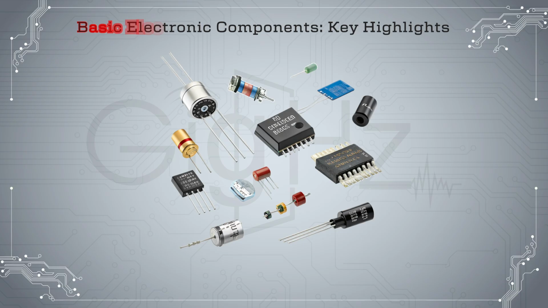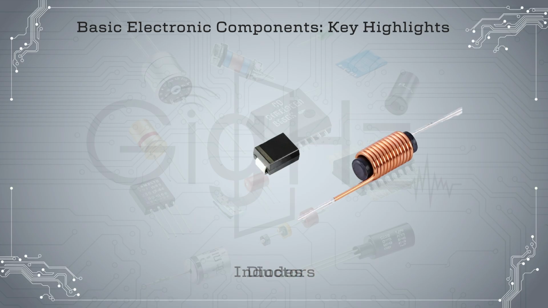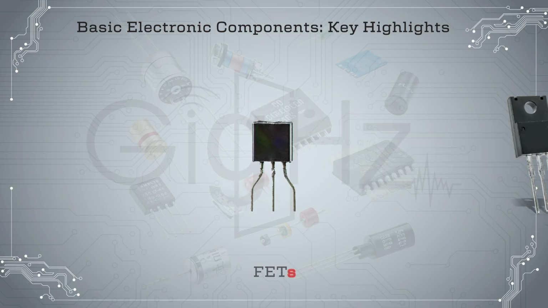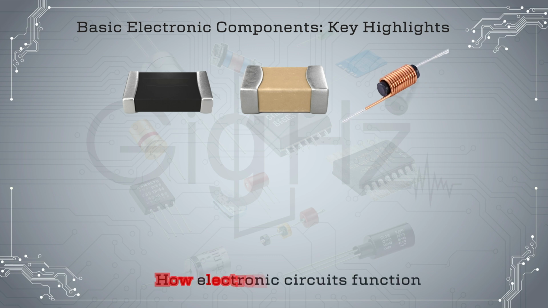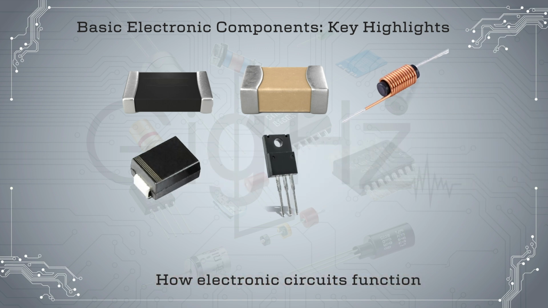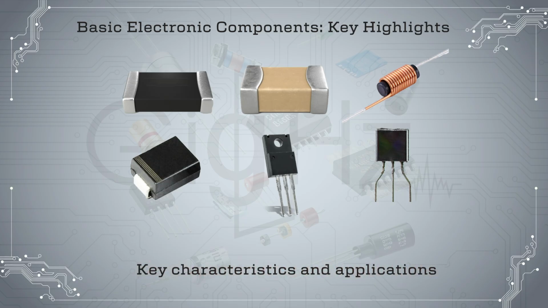In our previous video, we explored fundamental electronic components: resistors, capacitors, inductors, diodes, transistors, and FETs. Each of these components plays a critical role in shaping how electronic circuits function. To set the stage for today's topic, let's briefly recap their key characteristics and applications.